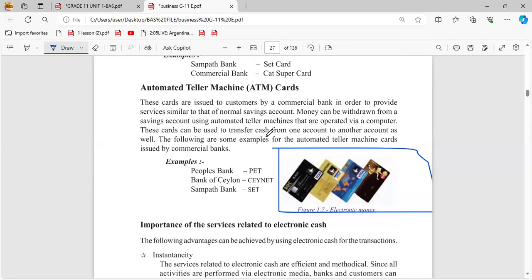And sometimes you can transfer the money, and sometimes you can put this card in and check how much you have in your account balance. So that is what you call an ATM card. But today, remember, that is not in use. A debit card or credit card, the people are using instead.